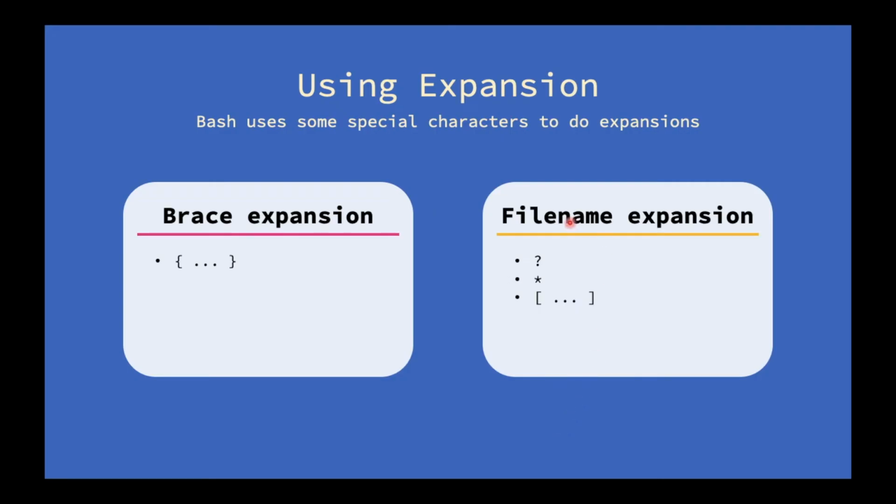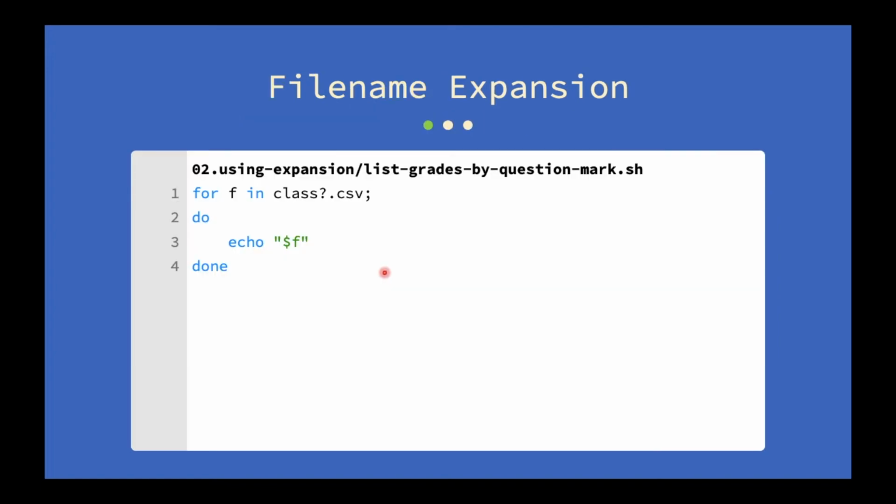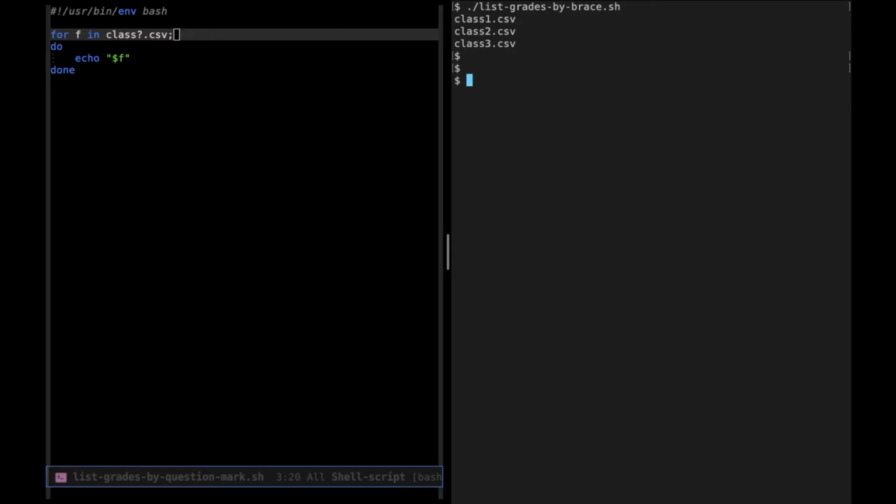Another way is to use file name expansion. And there are 3 types of characters we can choose from. First, we'll see the question mark. A question mark can match any single character. In our case, we have just 1 digit, so 1 question mark is enough, like this. Here we go, the same result.